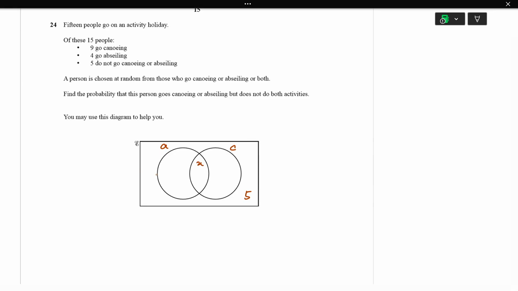This one is x, so here the total is 9, so that will take us 9 minus x. This one is 9 minus x, this is 4 minus x. Okay, so when we add up all, 9 minus x plus 4 minus x plus 5 equals the total, 15. So here we'll find out x.